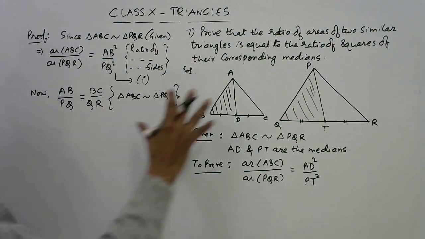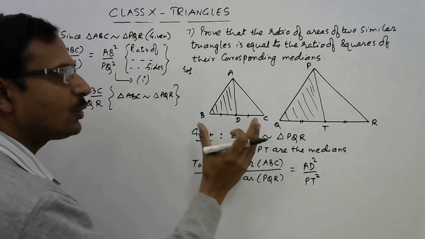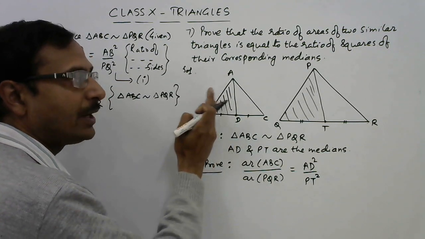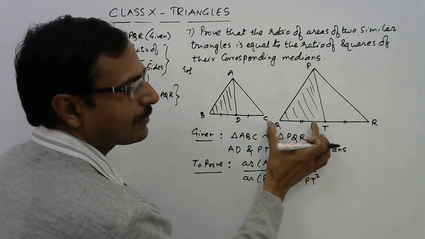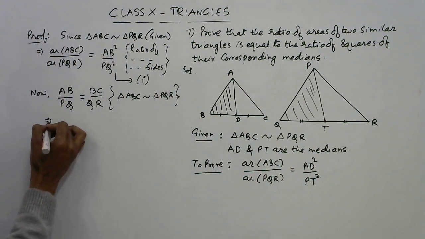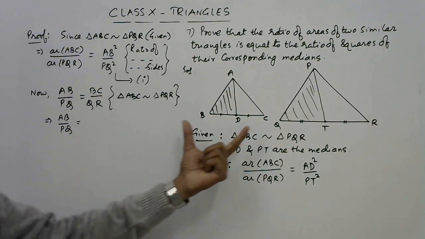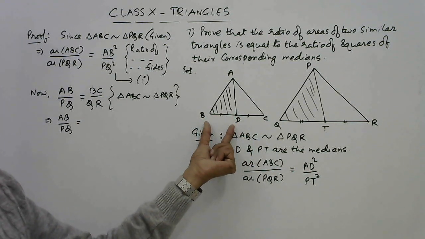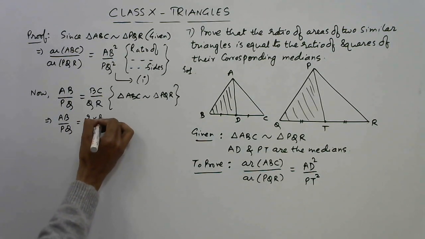Now, if AB upon PQ equal to BC upon QR, I have to convert this BC in the form of BD. Why? Because I have to come to triangle ABD, not triangle ABC. And similarly, QR is to be converted to QT. So, what I do here is AB upon PQ will remain as it is, but this BC is actually the double of BD because D is the midpoint of BC. So I'll write this as double of BD.